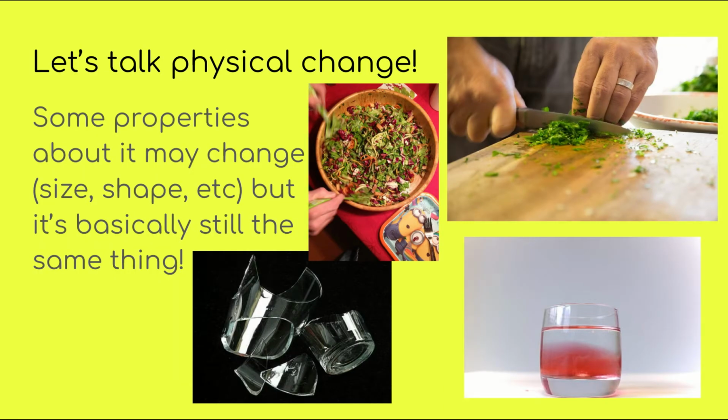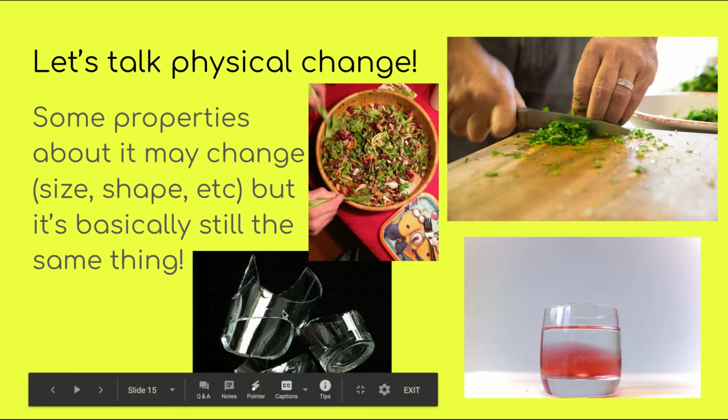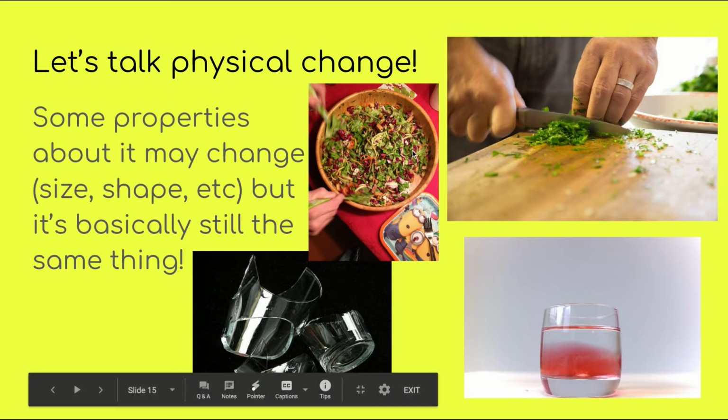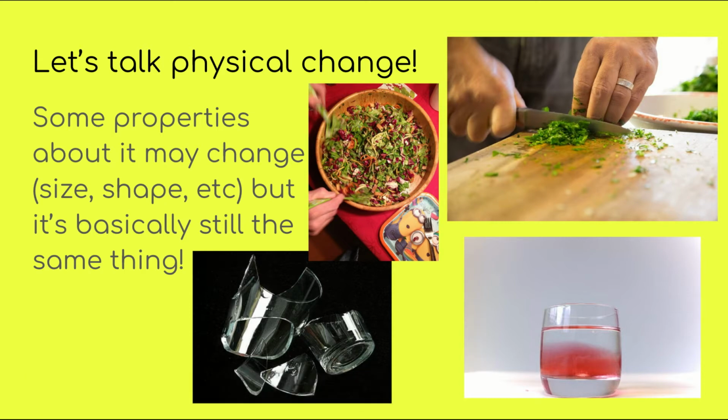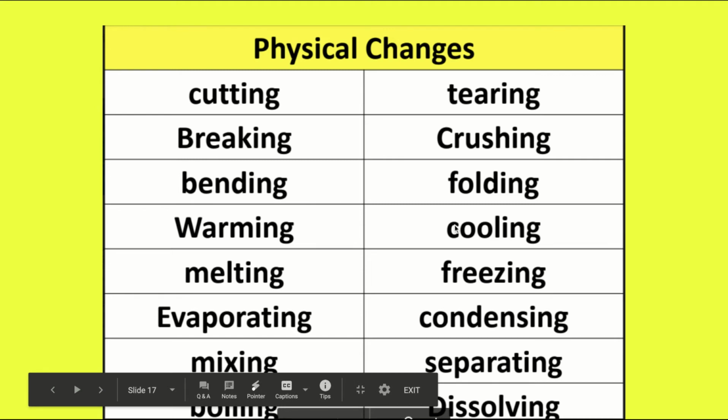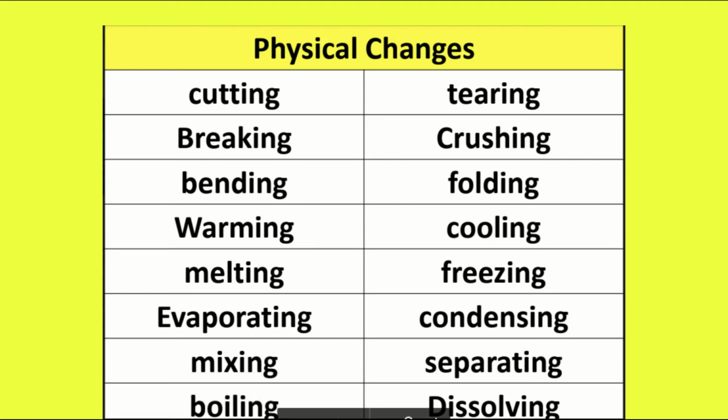Let's talk about physical. So some properties about physical, like its shape, its size. When we change things, we change those properties. We might break a glass and make more parts and make it into more pieces, or we may dissolve some drink mix in some water, or we may chop up some herbs or toss a salad. But either way, it's basically still the same thing. It's just its properties, its physical properties have changed. With physical, some examples are cutting or tearing, or warming or cooling. You can melt and freeze things. You can evaporate and condense things. Condense means come back together and make them tighter, more tightly packed. Boiling and dissolving. So all of these are physical changes. It's still the same thing. We just changed its physical properties.